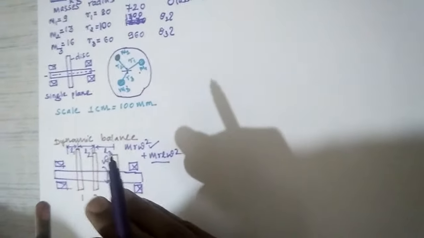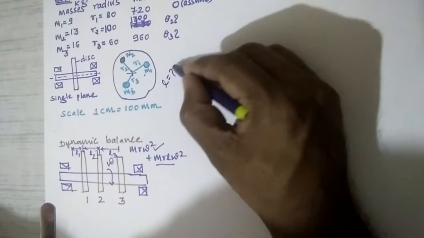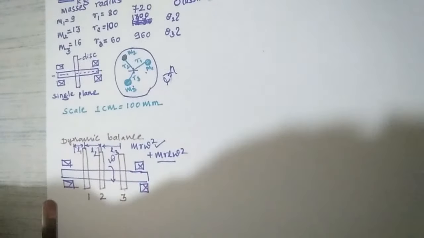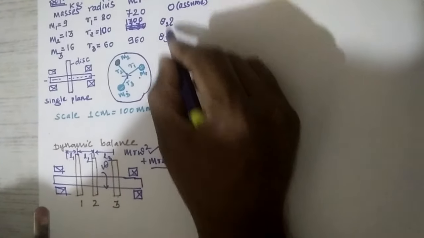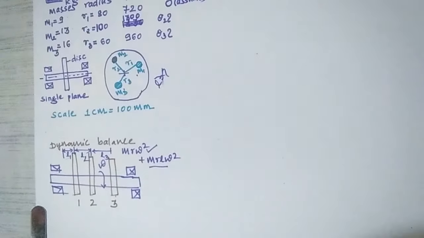Why do you call it static balancing? One, they are not given any distance L, and they are not given anything related to another disc or rotor. That's why you have to go for static balancing. What you have to find are theta 2 and theta 3. I will go for that only.